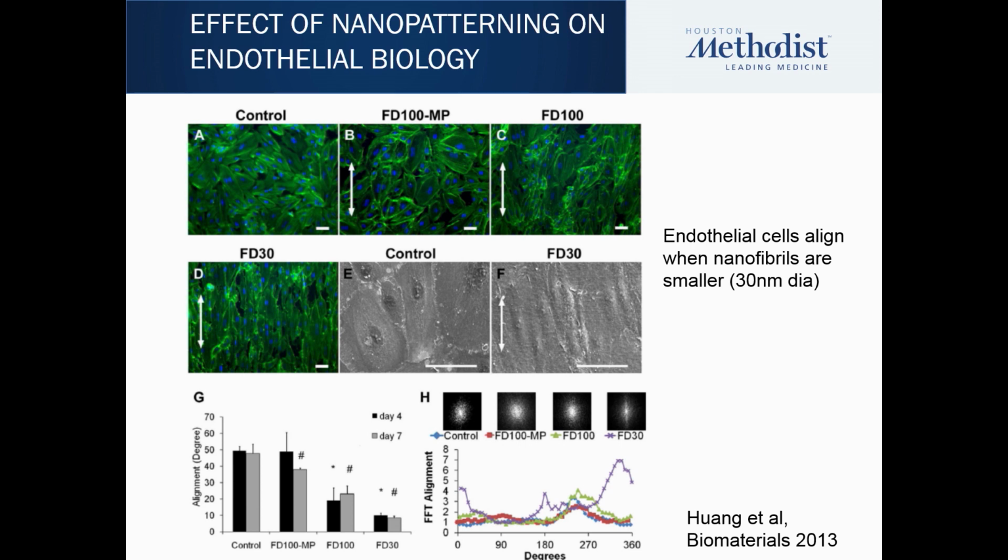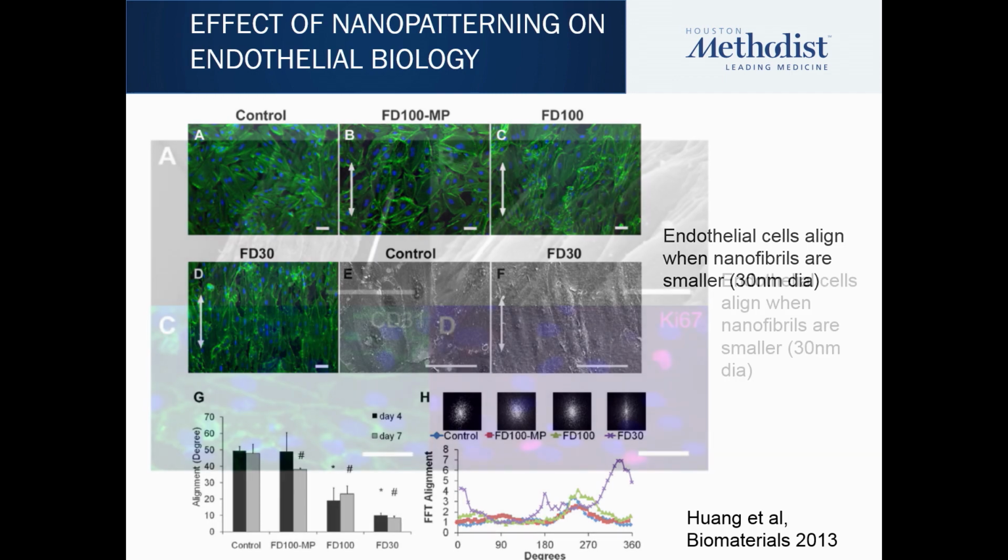And they look different too. You can see they're more linear when they're lined up on this collagen matrix, similar to the way they look in a blood vessel, right? In a healthy blood vessel, the endothelial cells don't look like this, they look like this. They're aligned with the flow.